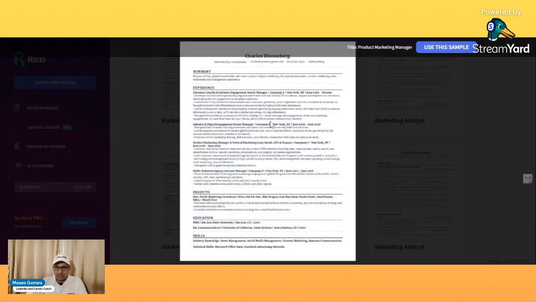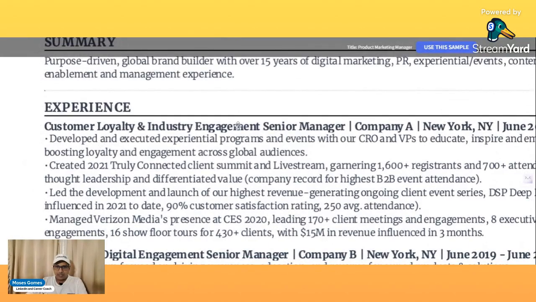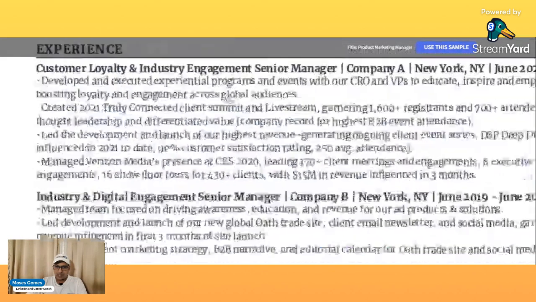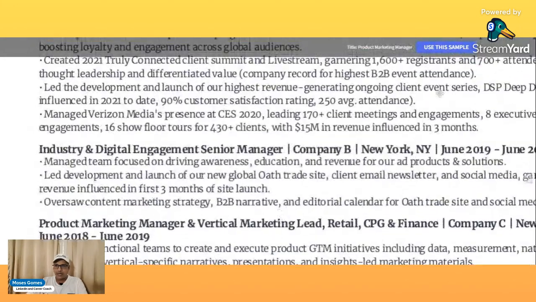And most of the items are there in the template. See over here. It says customer loyalty and industry engagement, senior manager, company. It's a ready to use template. Most of the keywords are there. You don't need to add any particular keyword.